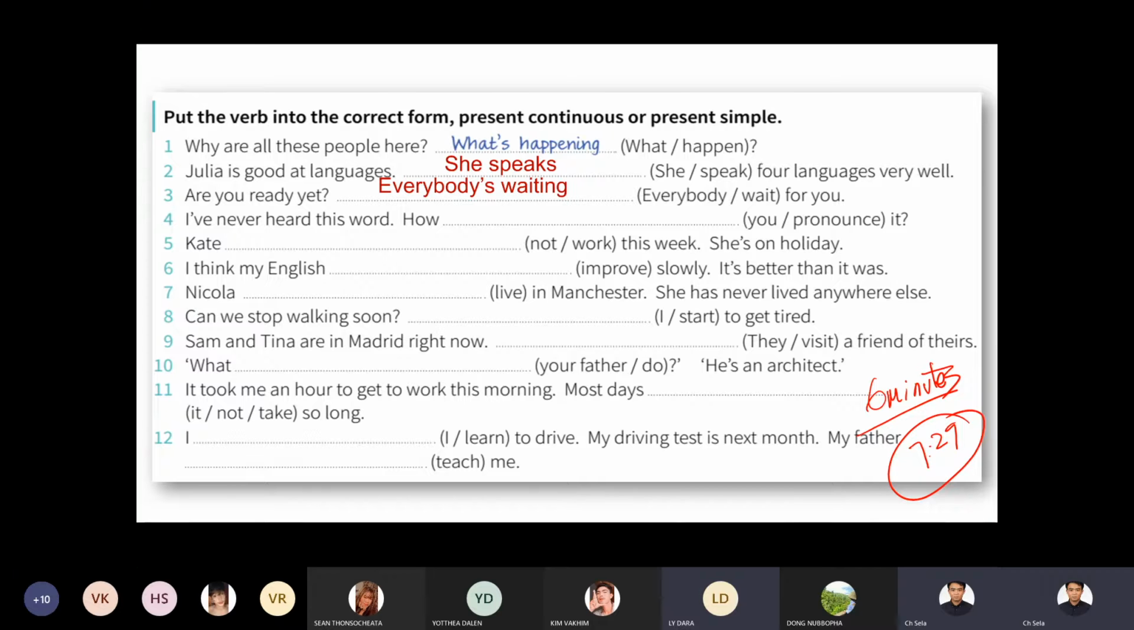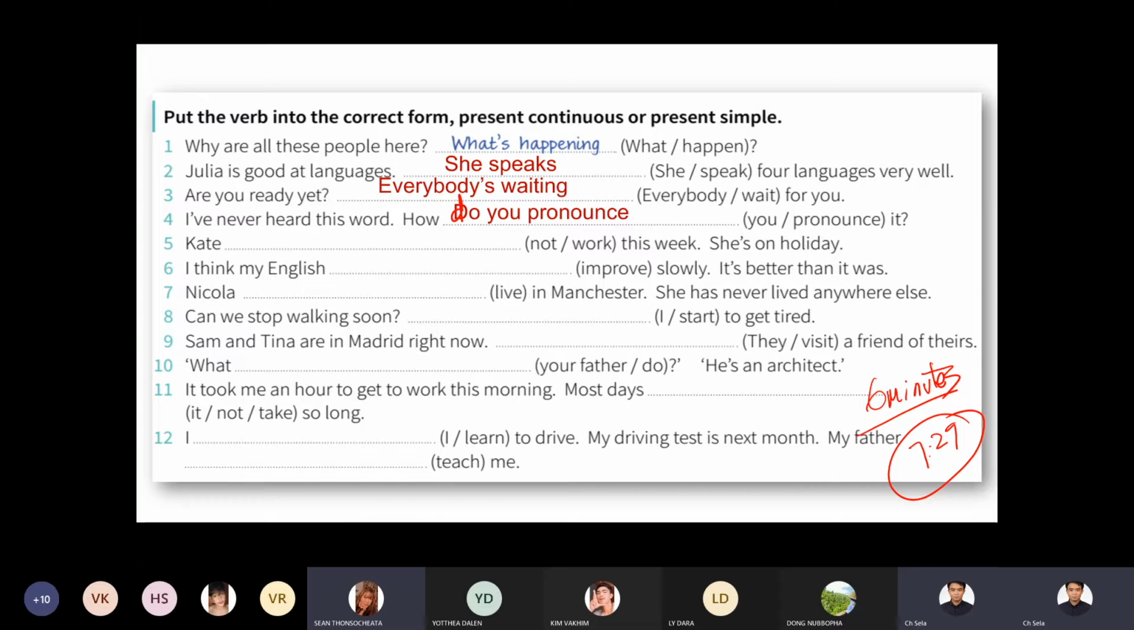I never heard this word. How do you pronounce it? Okay, thank you very much. So actually the U here is a small one, right? Not a big one. I made a mistake here. Thank you. Number 5, Suchita.